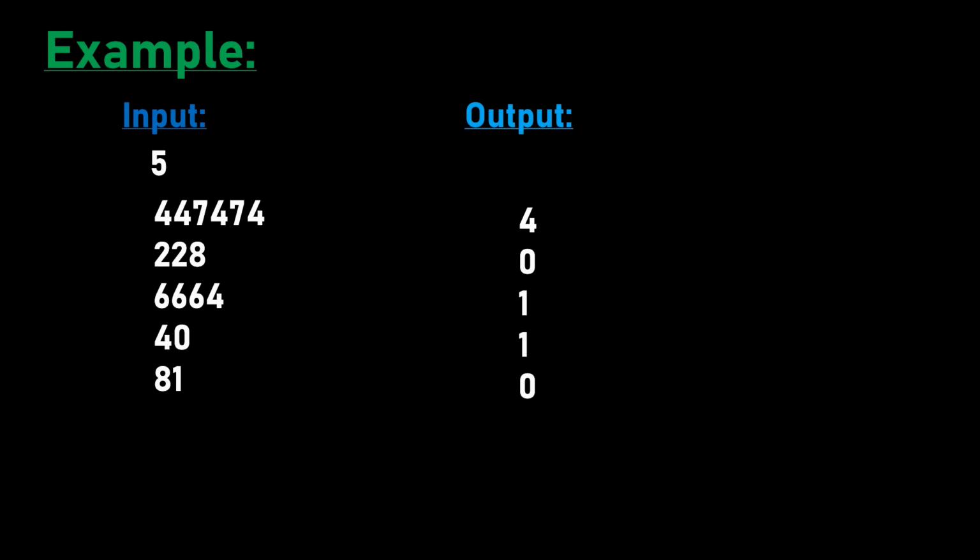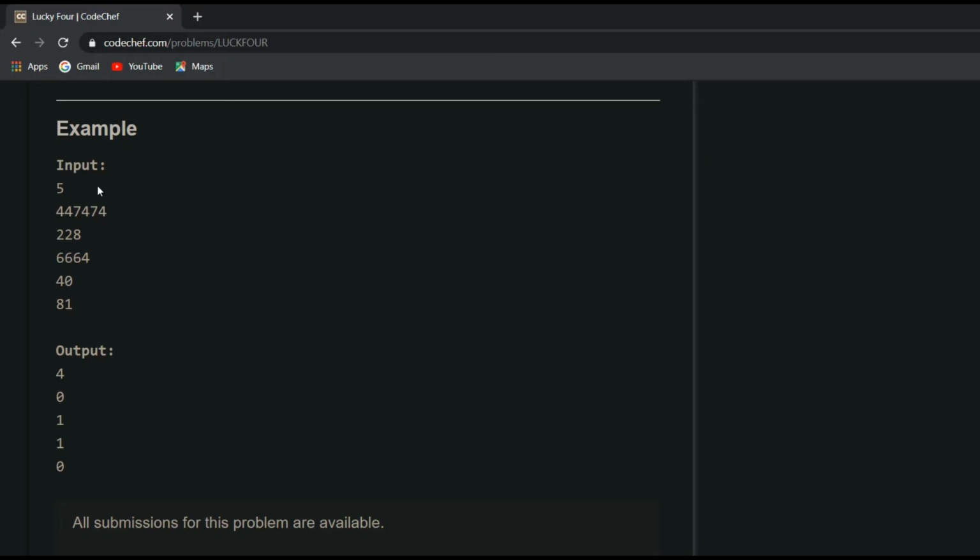So this is all about the output. So let's write code for it. You're just going to display how many times the 4 is occurring in the given integer. That's it.